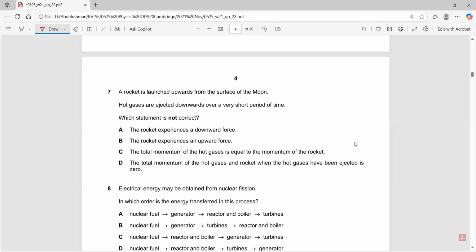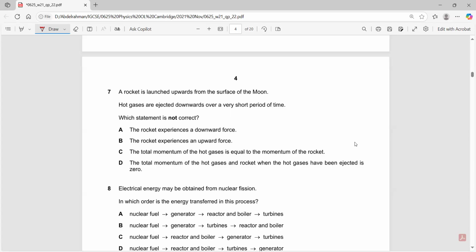The rocket experiences an upward force. Is there an upward force? Yes, there is an upward force. Due to what? Due to the driving force of this launching. So there is a driving force upwards, and there is a resisting force downwards, or there is a pulling force downwards due to the weight.